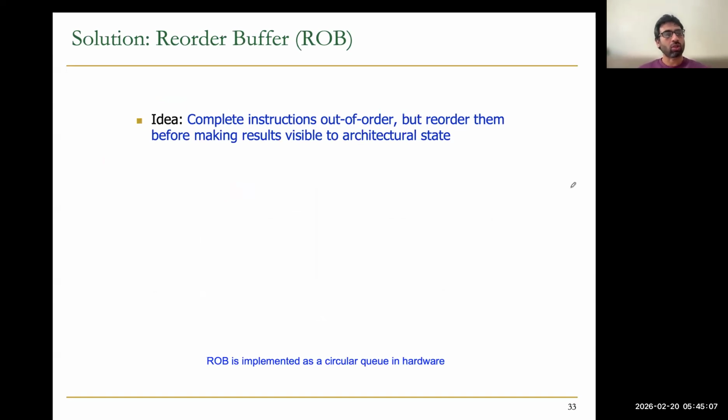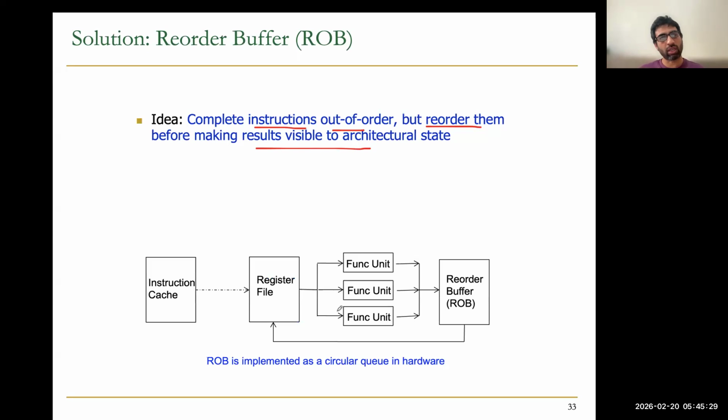So reorder buffer. What is the idea? The idea is that we want to complete the instructions, which means execution of the instructions, out of order, but we reorder them before making results visible to the architectural state, which means before writing them in the register file or in the memory, right? So how do we do this?